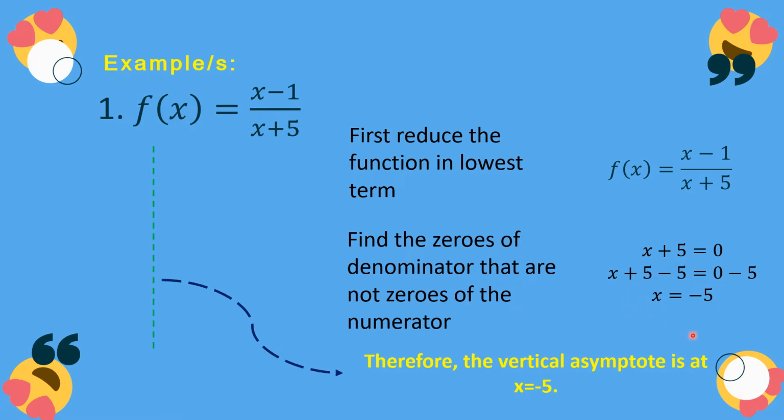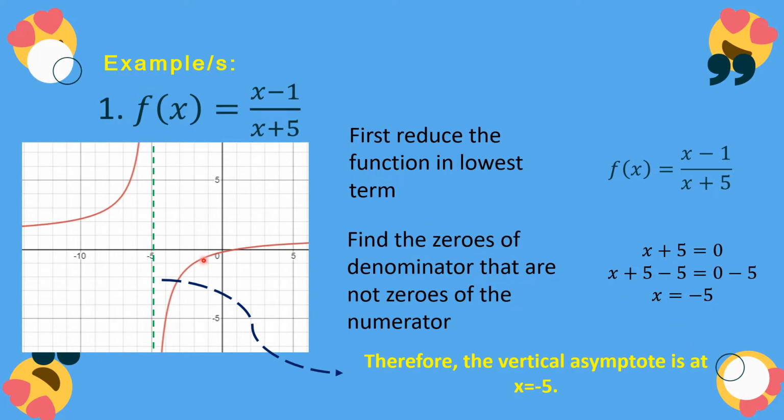Para ipakita naman ito sa ating graph, ito po yung graph ng ating function f of x is equal to x minus 1 all over x plus 5. So, ito yung dalawang red na yan. Yan yung graph. Ito po yung ating x is equal to negative 5. So, drawing ako dyan ng dot. And then, yan po ang ating vertical asymptote. That is the imaginary line wherein the two graphs is approaching. Okay? Approaching to this line.